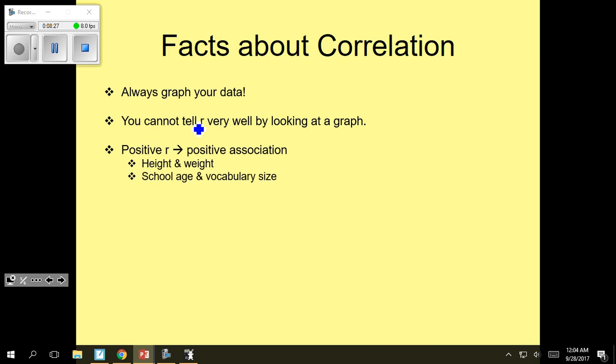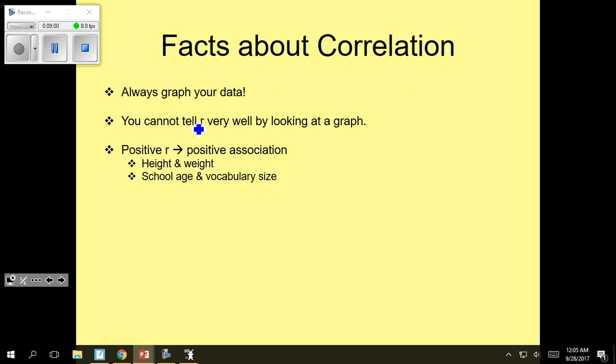Next, we know that a positive R corresponds to a positive association. So if I have a graph that's increasing, as X gets bigger, Y tends to get bigger, I'll end up with a positive R. If you thought about it being a linear relationship, then the slope will be positive. Correlation, in fact, measures strength and direction of linear relationships.